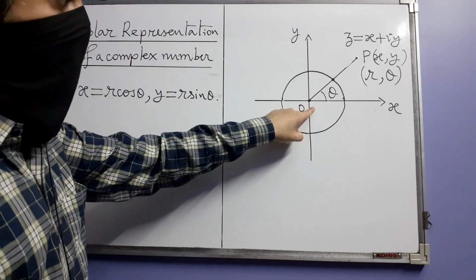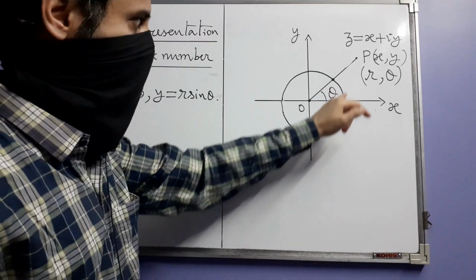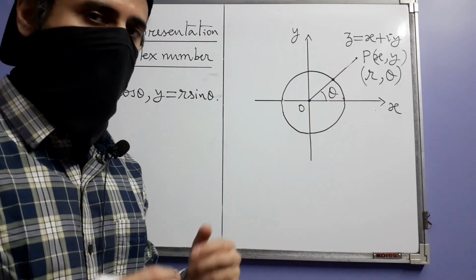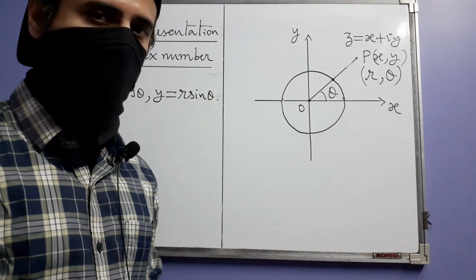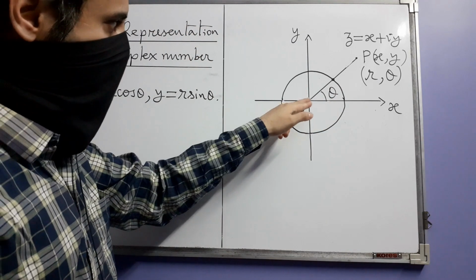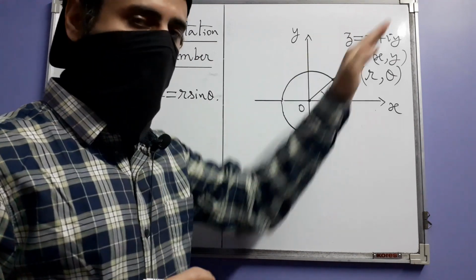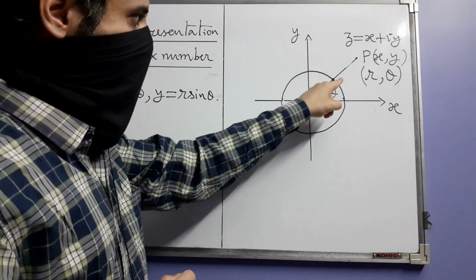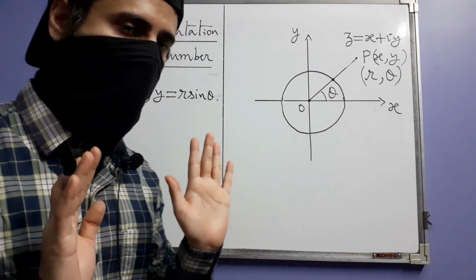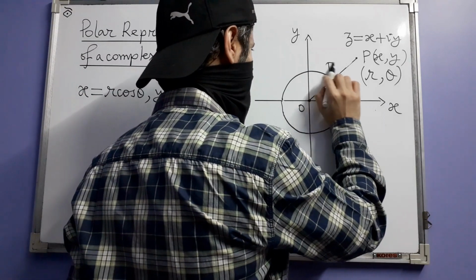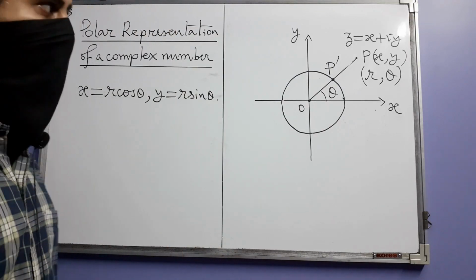If the distance between O and P is greater than 1, then the unit circle is going to intersect OP. But that's not necessary. P may be closer to O than the distance 1. In that case, OP will lie here. But in that case, you can extend the line by drawing it more. Then that extended line will be intersected by the circle at some point. Say that point is P prime.